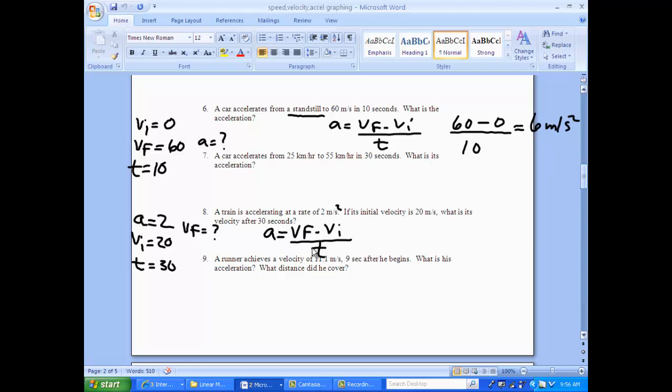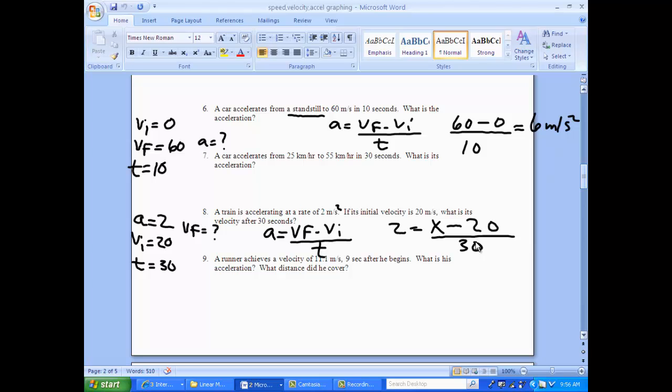Now we have our formula. Hey guys, we have our formula. We have our givens. So we know a is 2. We don't know Vf, so I'm going to put an x there. We know that Vi is 20. We know that time is 30. Now, this comes down to order of operations. So please excuse my dear Aunt Sally.